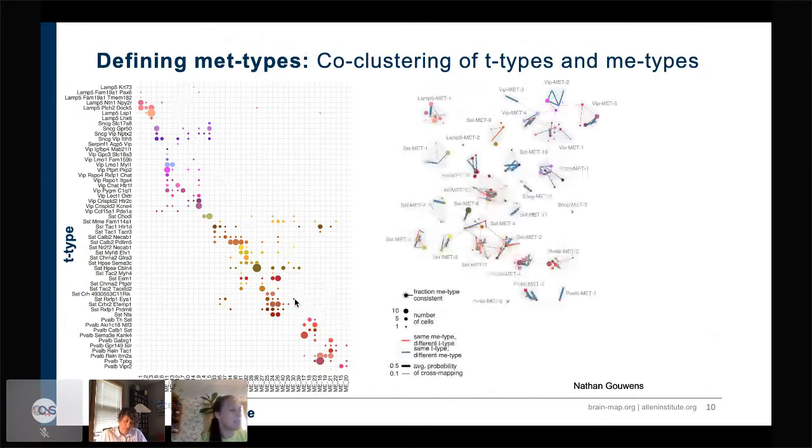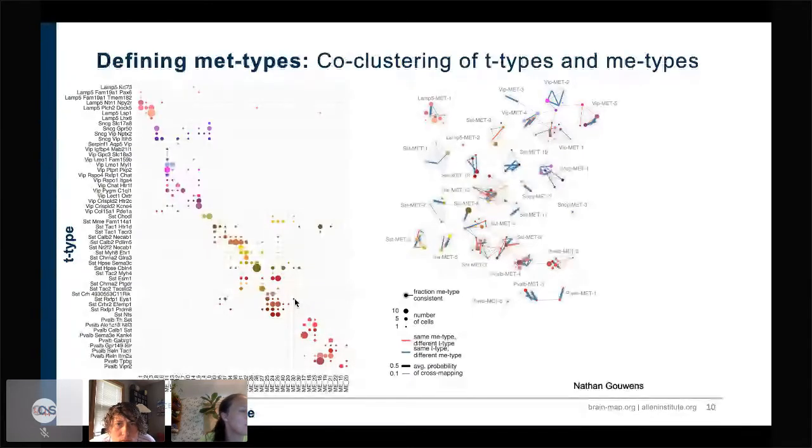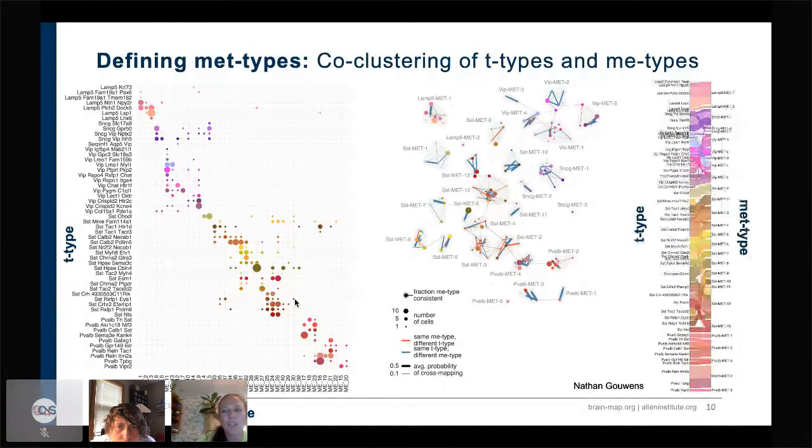So in order to dig into this relationship a bit further and establish a way of assigning types based on all three modalities, he created a graph-based analysis that measured the relationships among ME types and T types. Through this analysis, he was able to identify 27 different MET types that had coherent morphological, electrophysiological, and transcriptomic properties. In this river plot, you can see the relationship between T-types and MET types. And you can see that most T-types go into a single MET type, but small groups of T-types also merge based on similarities in ME properties.